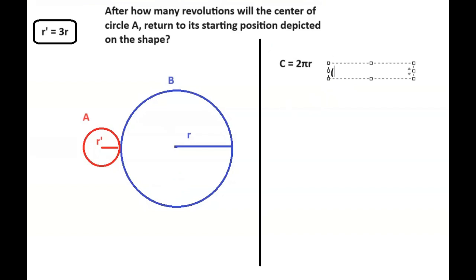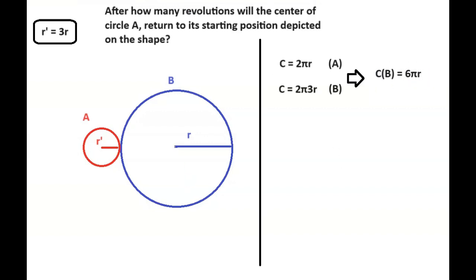Let's name this equivalence A, as it stands for the circumference of circle A. Let's create another equivalence B, in which the circumference is equal to 2 pi multiplied by 3r, given that the radius of B is 3 times the radius of A. In other words, the circumference of B is equal to 6 pi r.